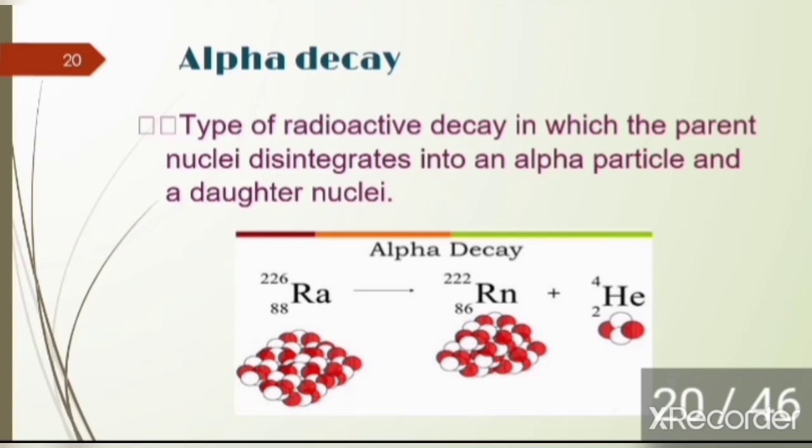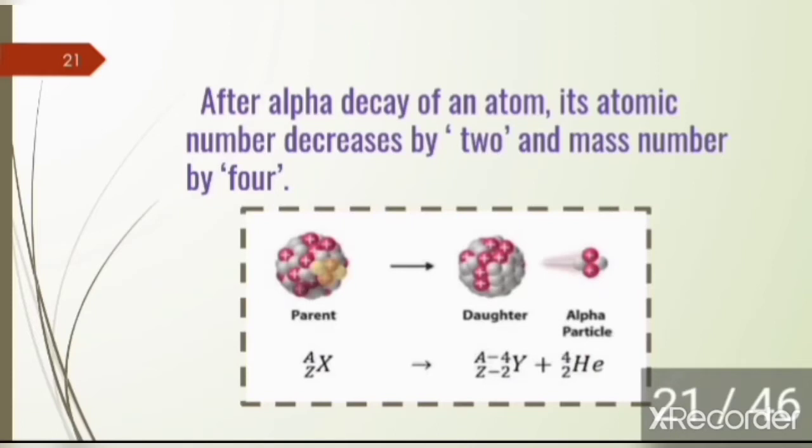So how does this happen? This is because during alpha decay, a helium nuclei or an alpha particle which has a proton number 2 and mass number 4 will be emitted from the nucleus. So the atomic number of the parent nuclei decreases by 2 and mass number decreases by 4. Hence, after an alpha decay, an entirely different daughter nuclei will be formed, which has an atomic number 2 less than the parent nuclei and mass number 4 less than the parent nuclei. So after alpha decay of an atom, its atomic number decreases by 2 and mass number by 4.